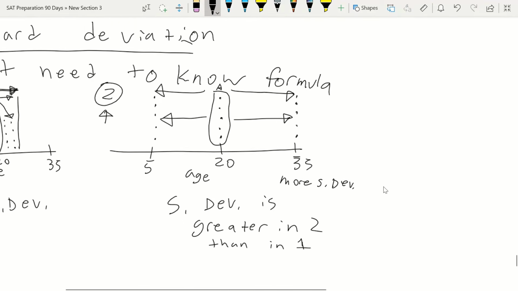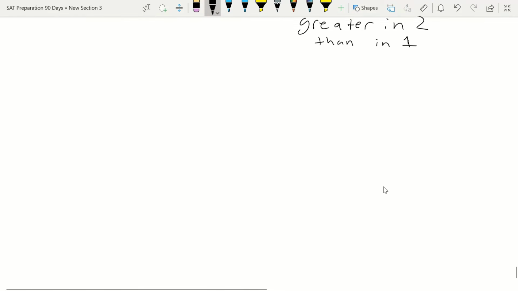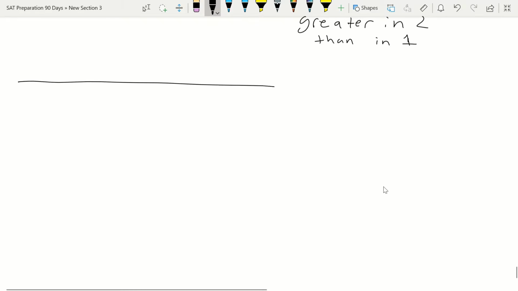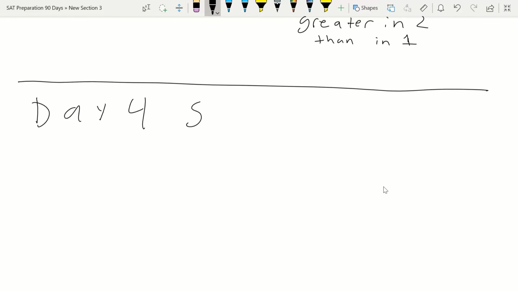All right, so now we can go ahead and get into the formulas for today. So that is our review. I'm going to go ahead and draw a line across. And now we've got day 4 SAT math.